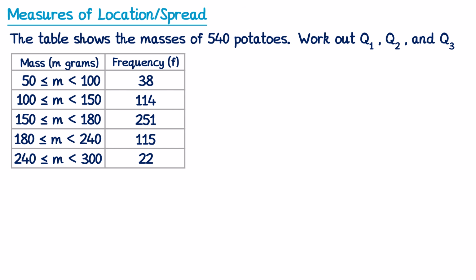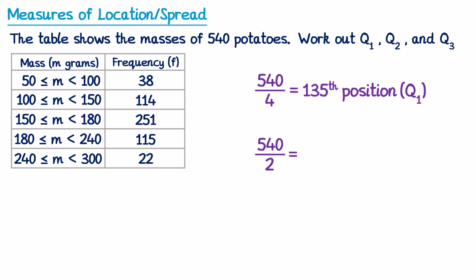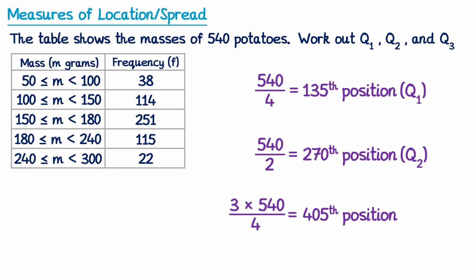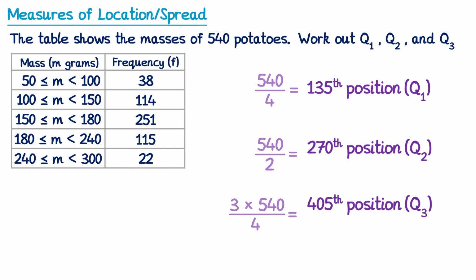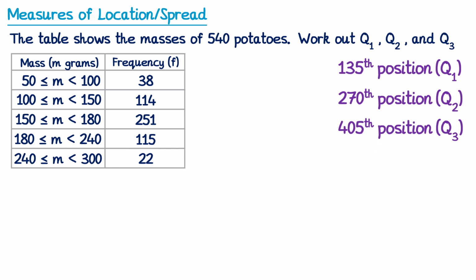So let's first of all work out their positions. There are 540 potatoes, so this is the value of n. So we do 540 divided by 4 for the lower quartile, and this is the 135th position. Then for the median, we divide 540 by 2, and this will be the 270th position. And for the upper quartile, we do 3/4 of 540, which gives you 405, so it's the 405th position. So now we know all of their positions, let's try and locate them within this data.